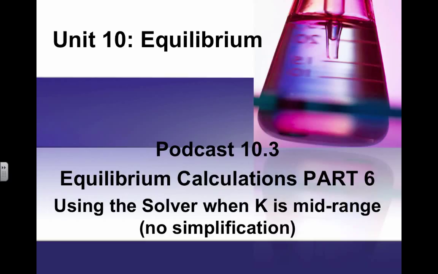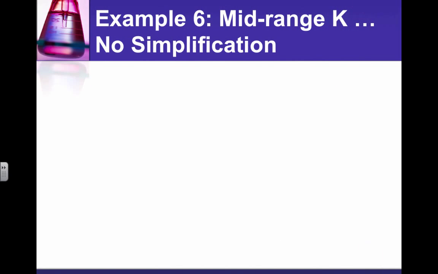Okay, let's look at another example for how to handle equilibrium calculations. This time we'll use the solver when K is mid-range and no simplification with a small x assumption is possible. So this is a good time to use the solver when we don't have a way to simplify.